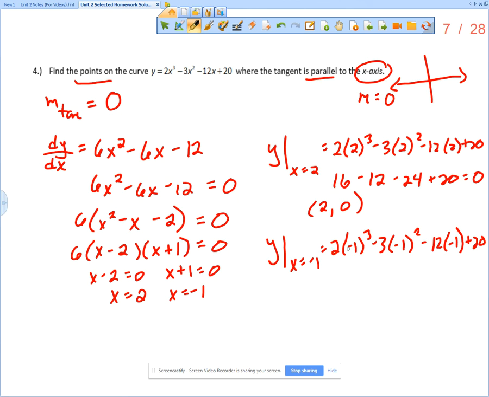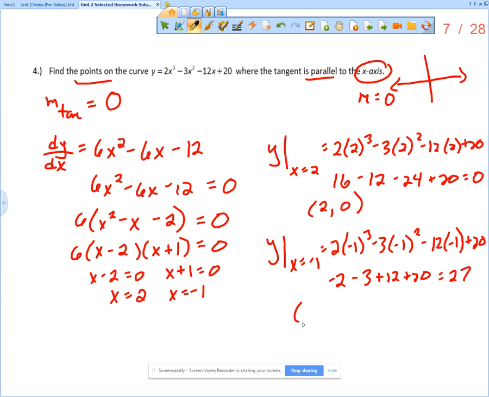All right, 2 times negative 1 cubed. Negative 1 cubed is negative 1 times negative 1 times negative 1, which is negative 1, times 2 is negative 2. Minus 3 times negative 1 squared, that would just be minus 3. Minus 12 times negative 1, that would be plus 12, plus 20. All right, so negative 2 minus 3 gives us negative 5, plus 12 is 7, plus 20 is 27.